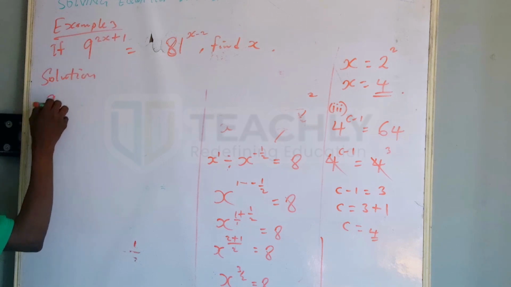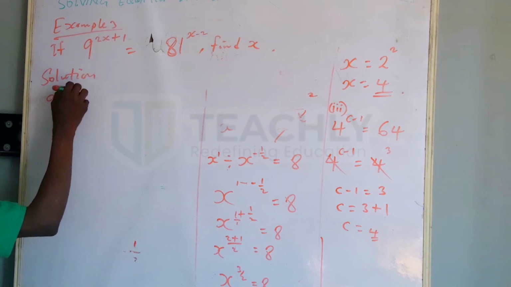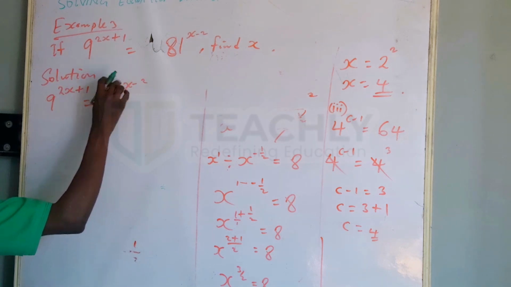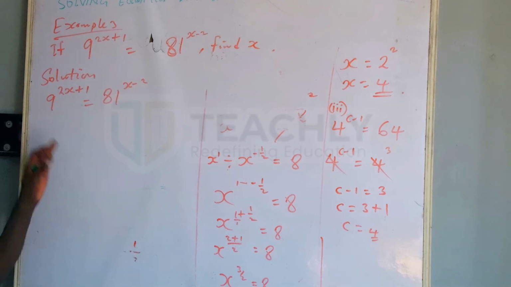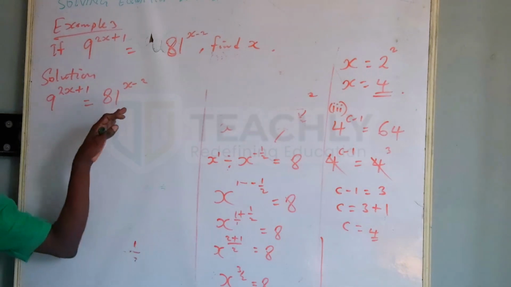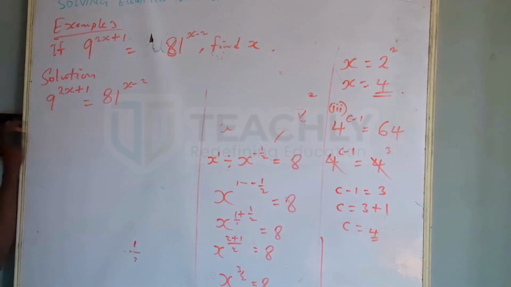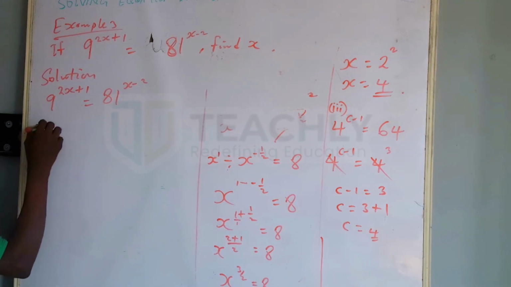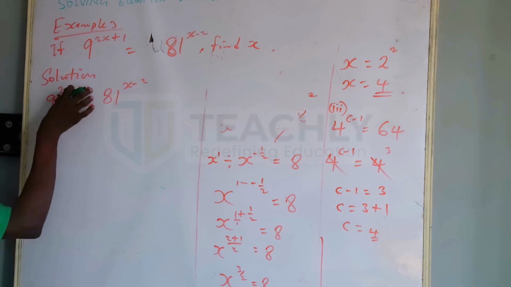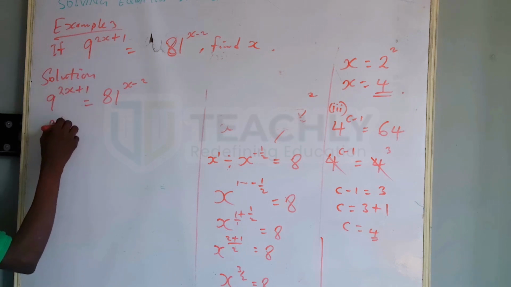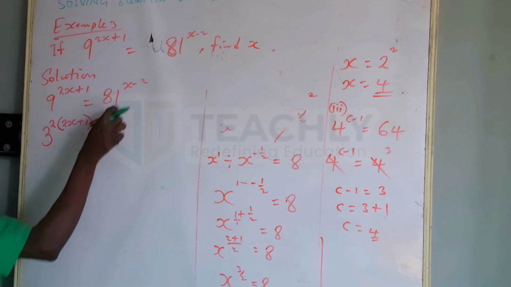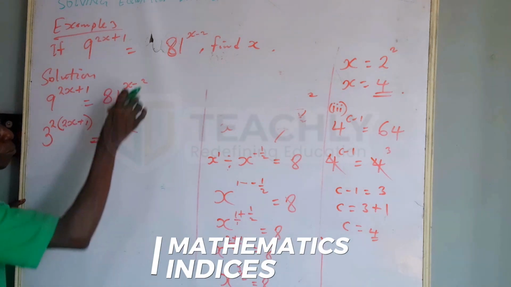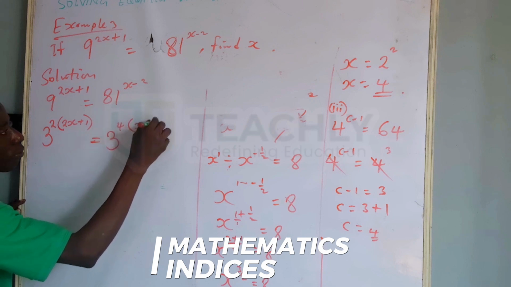First we have 9 raised to power 2x plus 1 equals 81 raised to power x minus 2. What should come to your mind is how to raise these to the same base. Firstly we can express 9 as 3 squared, raised to power 2x plus 1, in brackets. Then 81 can also be expressed as 3 to the power 4, raised to power x minus 2.